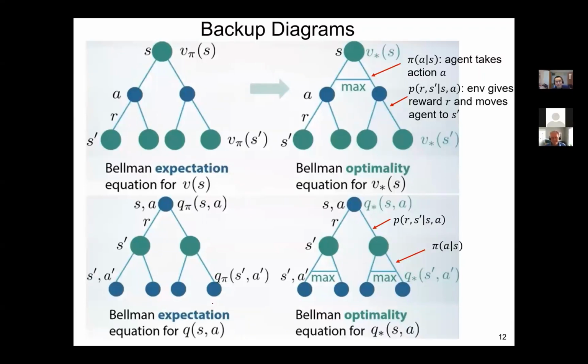So backup diagrams are very helpful in understanding Bellman equations. You can think of the big green circles as the agent in state S, with either an expectation for a fixed policy or a maximum for optimal value and policy. At this state S, the agent can take an action A based on policy pi(A given S) to reach this blue state, which is a so-called state action node. Then it's the turn of the environment to play the other hand and provide the agent with the reward R and the next state S prime.